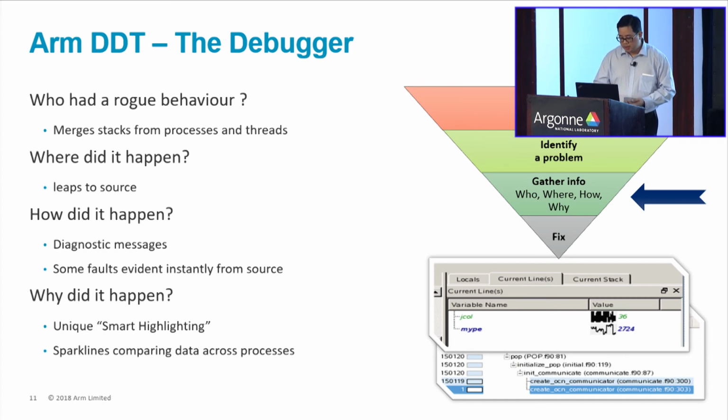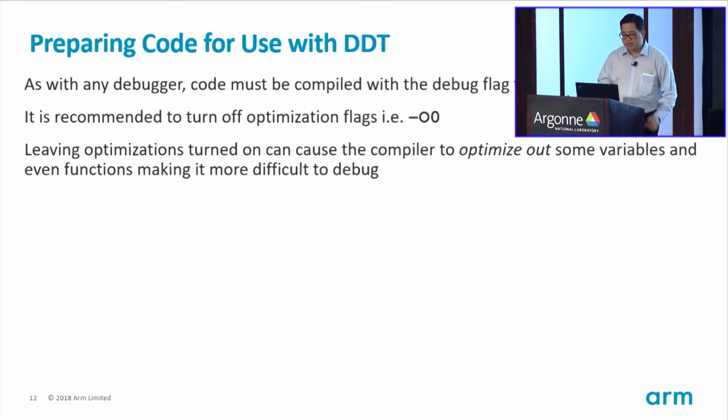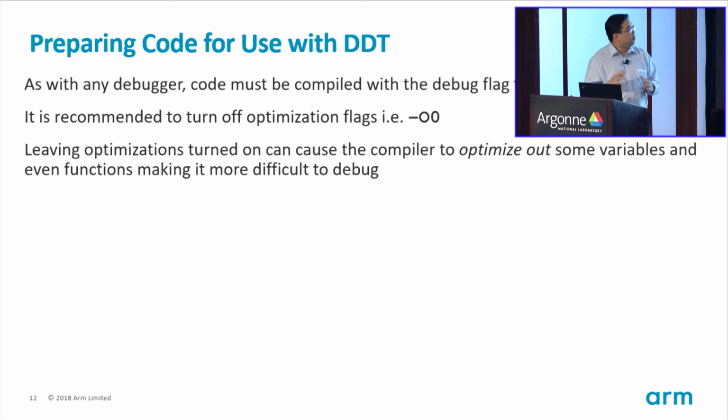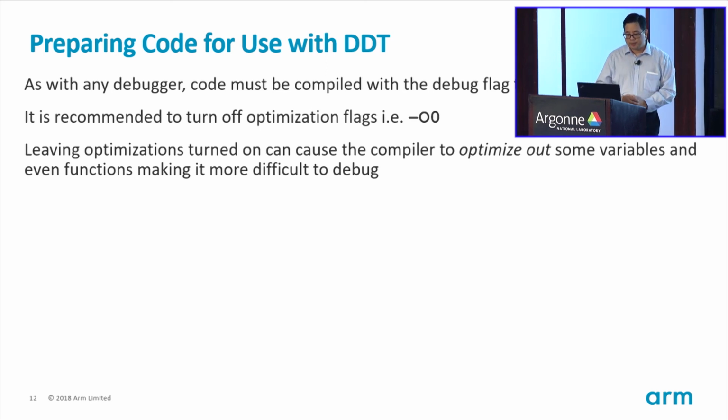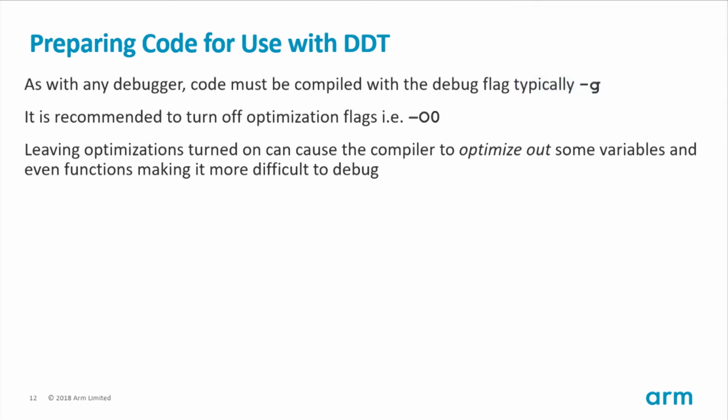Okay, so that's talking about the tool. So how do you use it with your own code? It's fairly simple. What you want to do is take your code and recompile it with -G so you have the debug flags, debug symbols available. We also recommend that you turn off optimization with -O0. If you fail to do so, or you just forget to, sometimes the compiler actually optimizes out some variables and some functions, and if that's what you're interested in, you might not be able to gain the information.